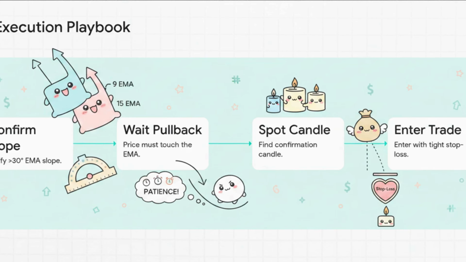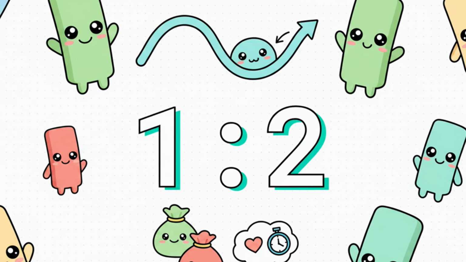or an engulfing candle. And finally, step 4. The second that confirmation candle closes, you enter your trade on the very next candle. And immediately, you place your stop loss just below the low of your confirmation candle. Now, because you're entering right at the EMA with your stop loss placed just below the entry candle, your risk is incredibly small. This allows us to easily target a 1-to-2 risk-to-reward ratio, meaning for every single dollar you risk, you are aiming to make $2 in profit.